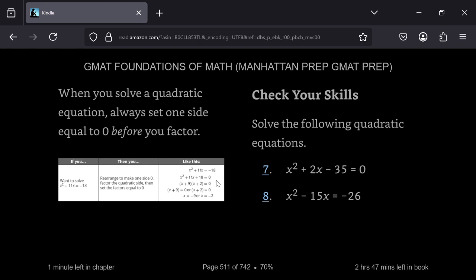The factors are parentheses x plus 9 multiplied by parentheses x plus 2 equals 0. Then, just like what we did a while ago, we equate them to 0. x plus 9 equals 0, or x plus 2 equals 0, giving us x is equal to negative 9, or x is equal to negative 2. Okay?